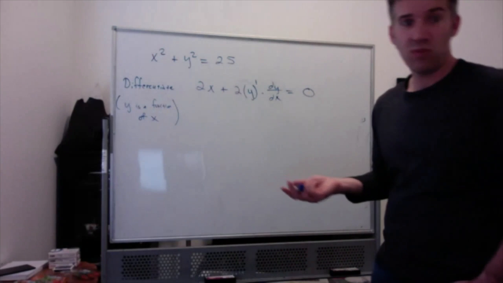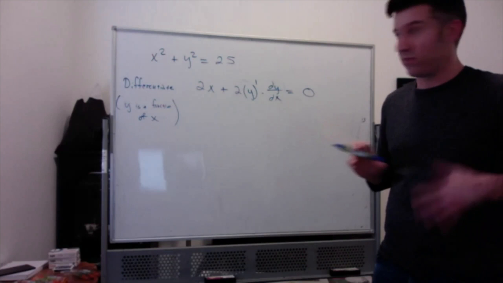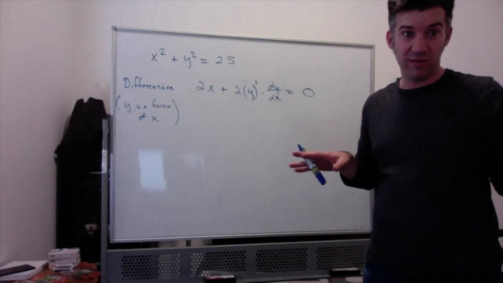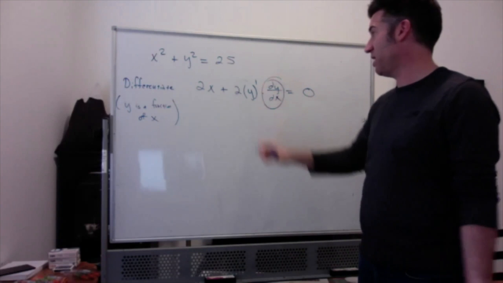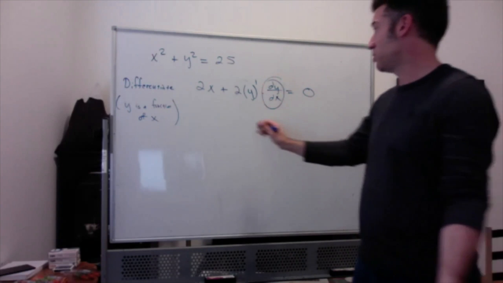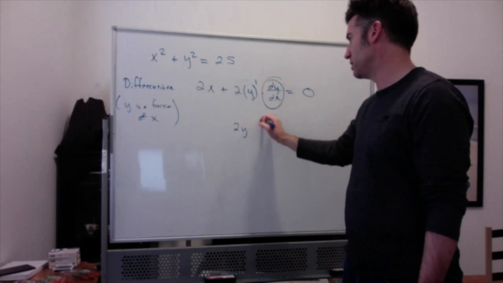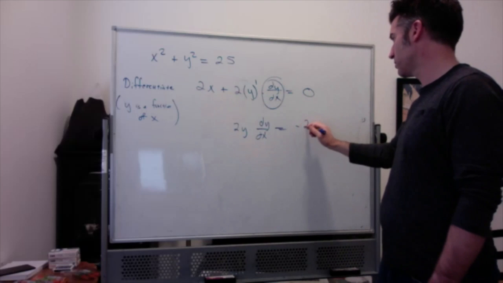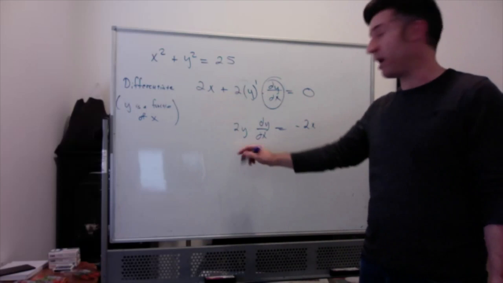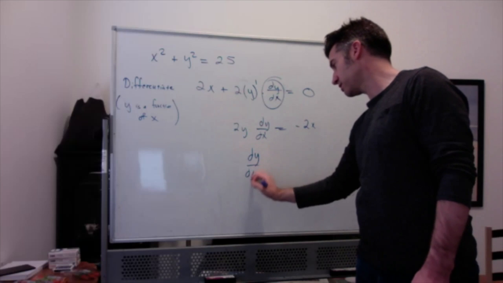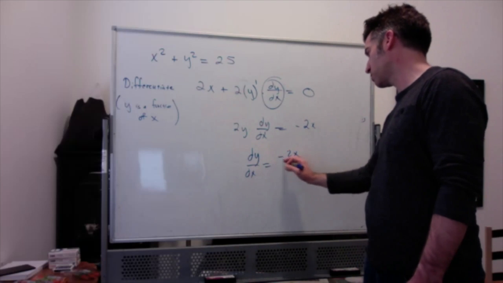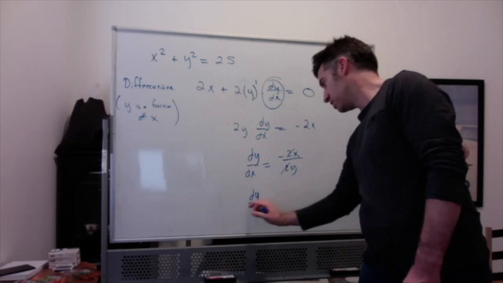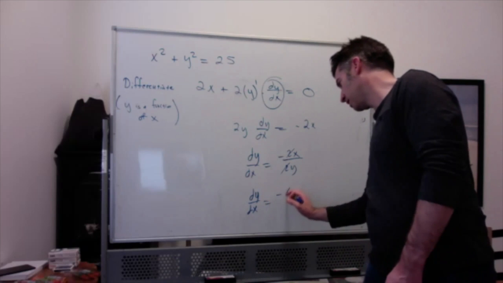Okay, but now we're going to solve for dy/dx, because we're being asked, just like in the previous problem, what's the derivative? Well, it's right there. I'm going to solve for it. So I've got 2y times dy/dx equal to -2x, and then divide both sides by 2y, so that dy/dx equals -2x over 2y. The 2's cancel, so dy/dx equals -x over y.